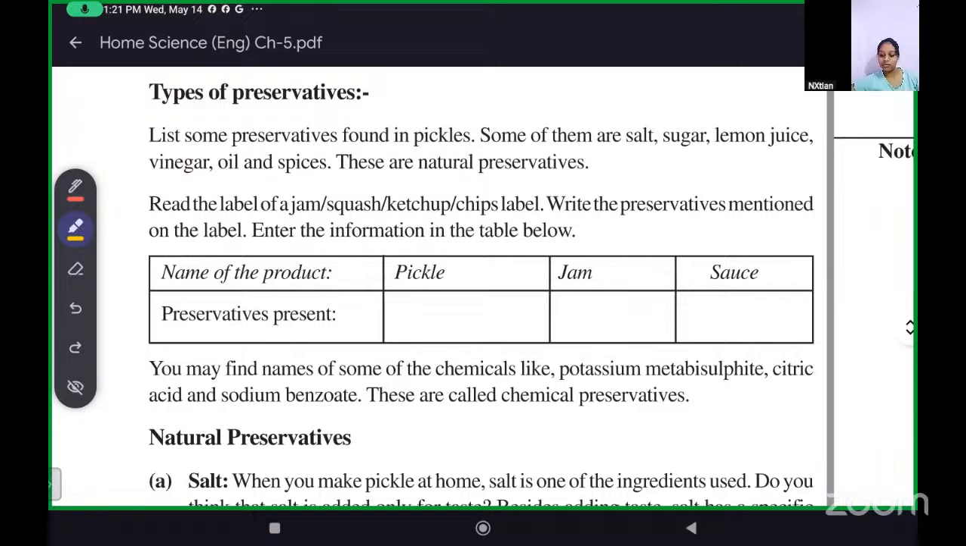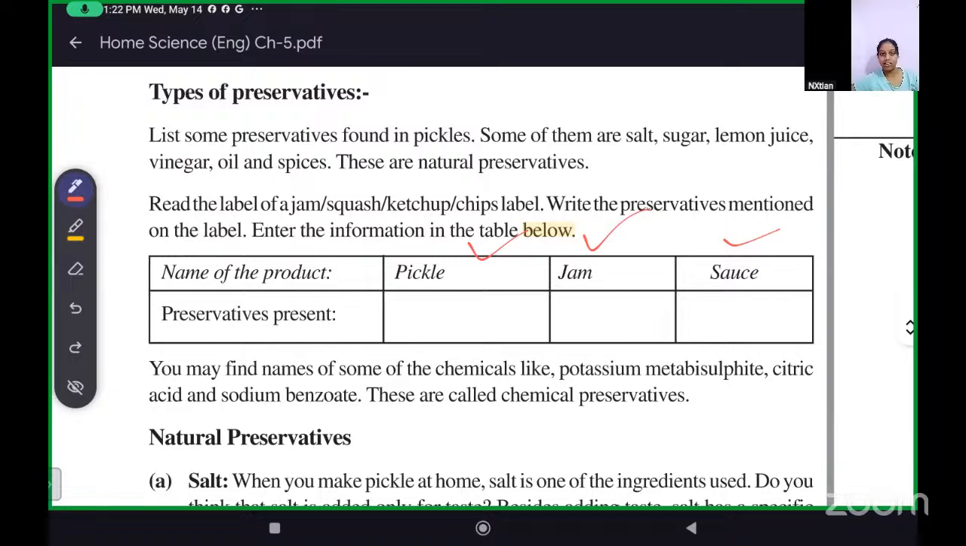Read the label of jams, squash, ketchup, chips. Write the preservatives mentioned on the label. Enter the information in the table below. You can do this activity if you have pickle at home. Ready-made pickle. If you have jam at home, if you have sauce at home, then you can turn the packet or bottle and read on it what preservatives are present.